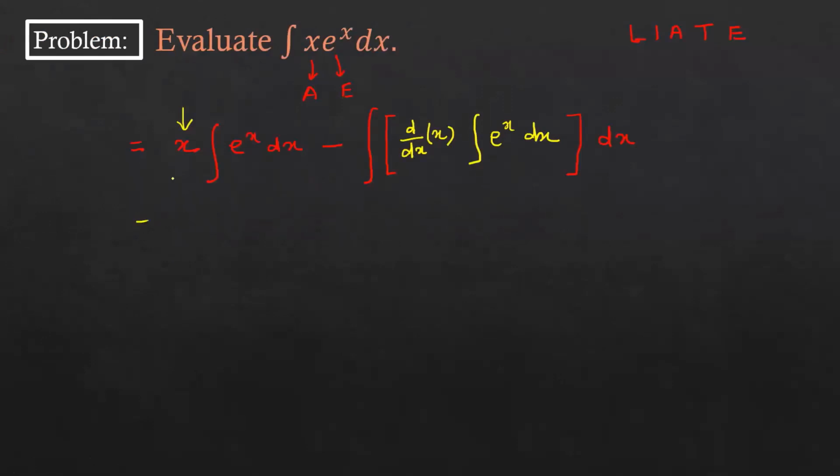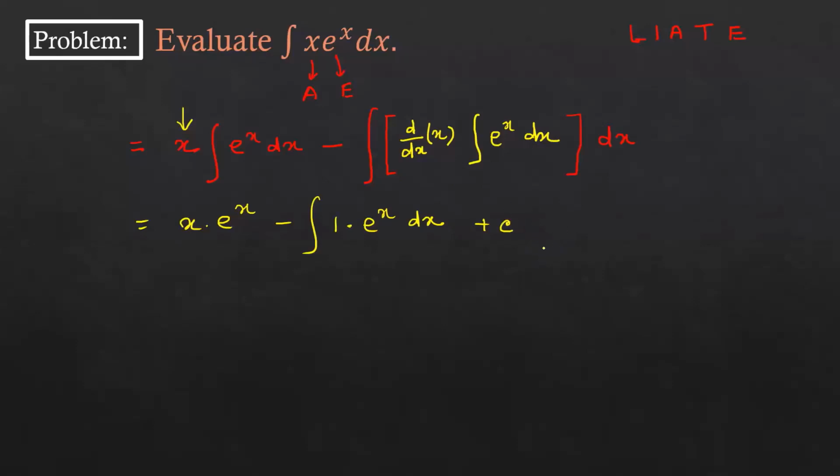So now, what will be the integration? This integration will be x times e to the power x, since the integral of e to the power x is e to the power x again. Then you have minus the integration over d/dx of x, which is 1, times e to the power x. And then you have to take the integration over dx. And since we performed one integration, you have to put one integrating constant c here.